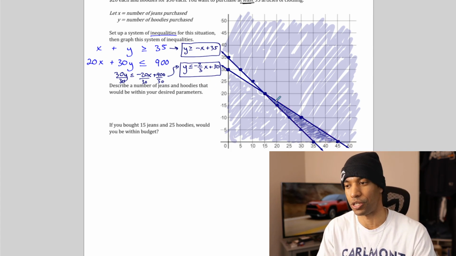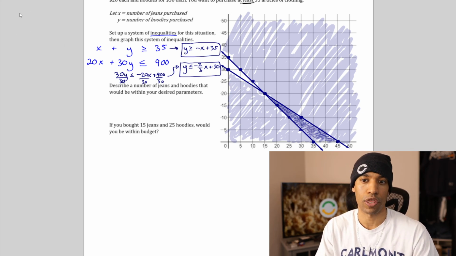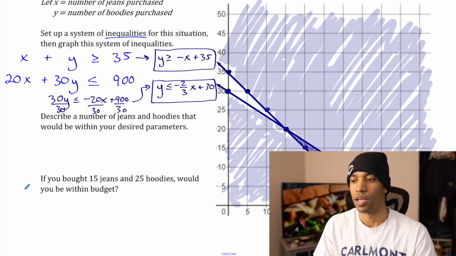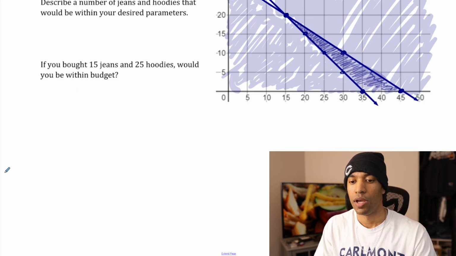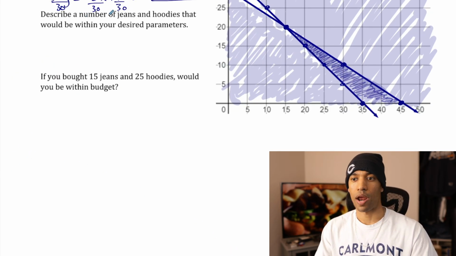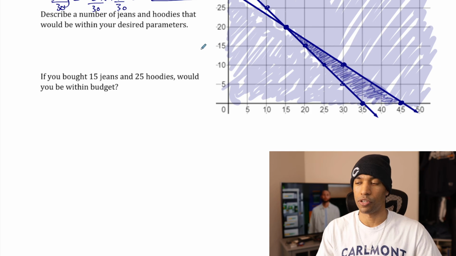You're trying to clothe the children. You're trying to make sure that you get all those things. So that's the stuff that you want. I don't know why 35. I guess there are at least 35 kids. I don't know, because the problem says so. So I want you to describe a number of jeans and hoodies that would be within your desired parameters.